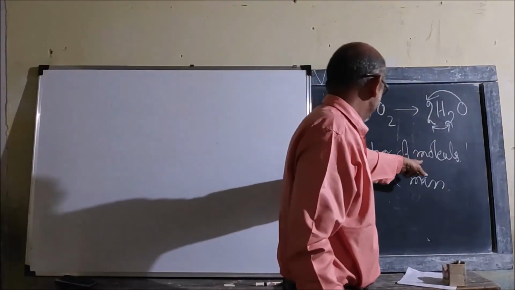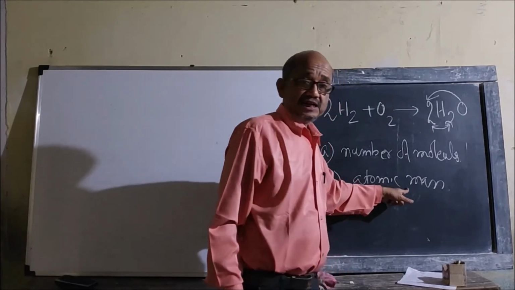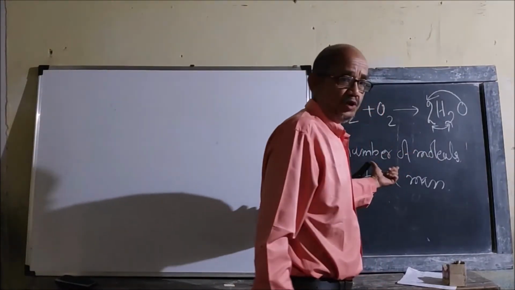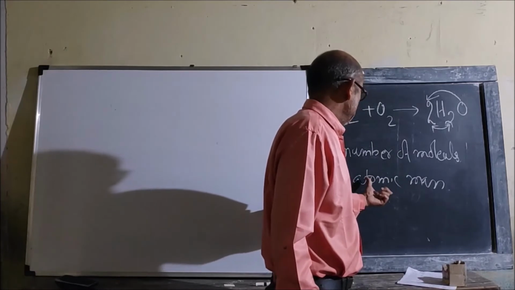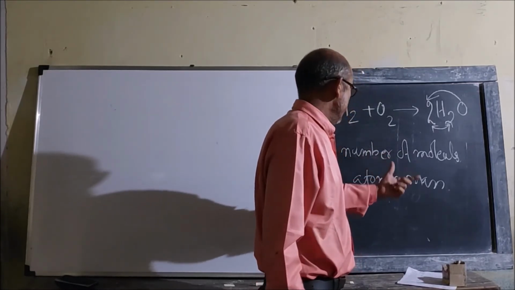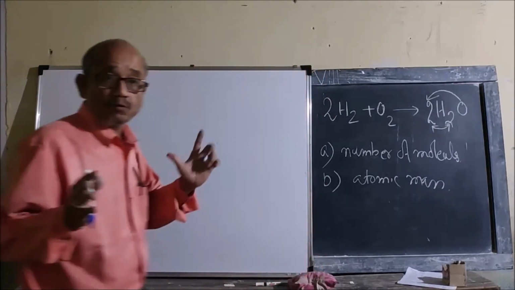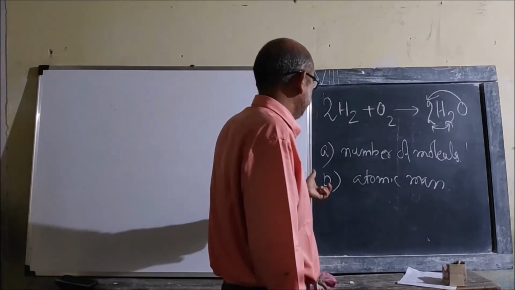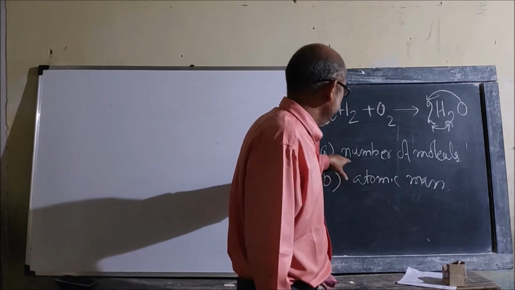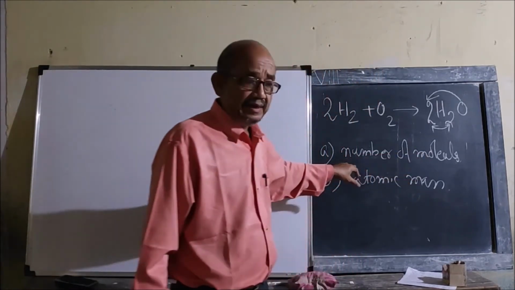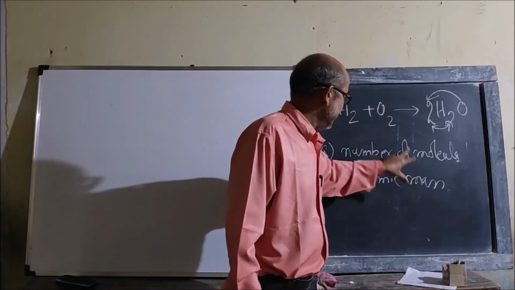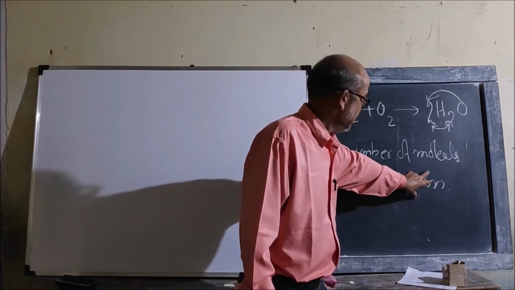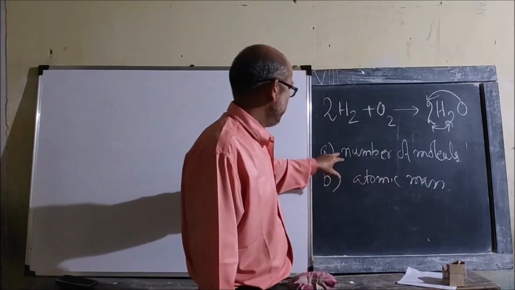This number of molecules or the atomic mass is expressed as a quantity of a substance. This number of molecules and the mass, atomic mass or molecular mass, is expressed in quantity of a substance. So we can mention that the quantity of a substance can be characterized by its mass or its number of molecules.